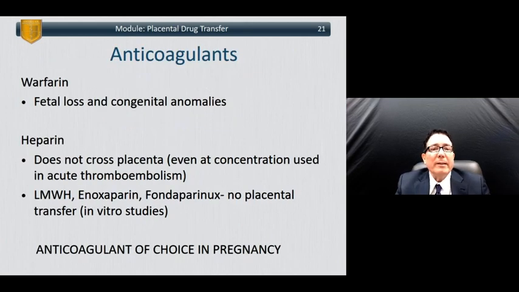What about the anticoagulants? Warfarin or Coumadin can cause fetal loss and congenital anomalies. So the best thing is to use heparin if you need to anticoagulate a patient. It does not cross the placenta, even at concentrations used in acute thromboembolism, which can be very high. Other anticoagulants, low molecular weight heparin, enoxaparin, and fondaparinux, have no placental transfer, especially in vitro studies with fondaparinux.